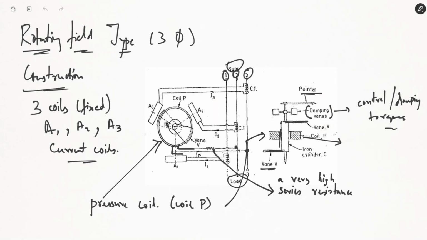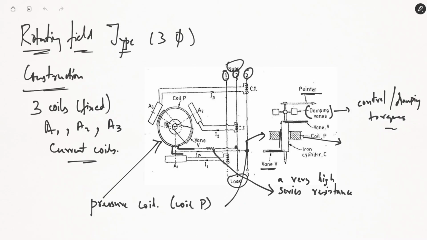The principle is A1, A2, A3 are the current coils. They are carrying currents I1, I2, I3. These are AC currents, so they will be producing their own magnetic field. V23 is the voltage being applied to coil P. It's stationary in this case. The coil itself will not be moving. But the cylinder attached in between this coil P is carrying the vanes extra. So that will be rotating here.